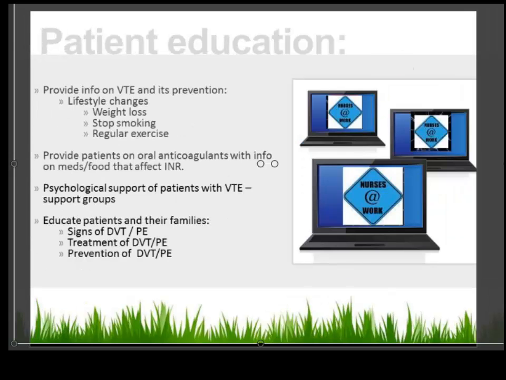Providing information on prevention of VTE probably involves lifestyle changes like weight loss, don't smoke, regular exercise. Of course, providing patients on oral anticoagulants, info on medication, and the foods that affect the INR are important, especially with the overlap therapy, and then educate patients and their families about signs of DVT and PE and the treatment of the same.